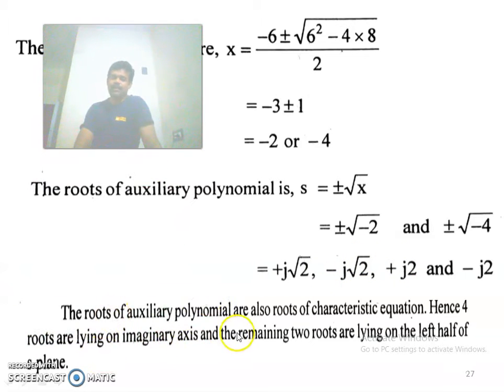The roots of the auxiliary polynomial are also the roots of the characteristic equation. Hence, 4 roots are lying on the imaginary axis and the remaining 2 roots are lying on the left half of the S-plane. So this system is limitedly stable or marginally stable.